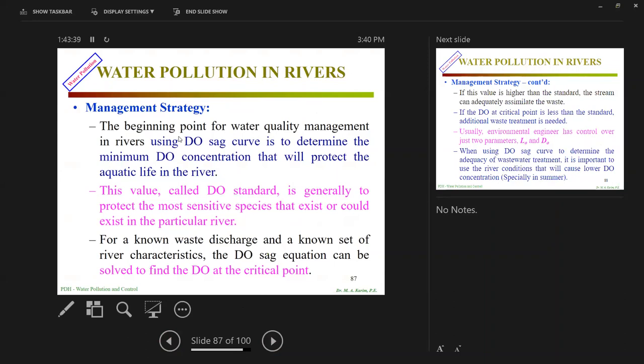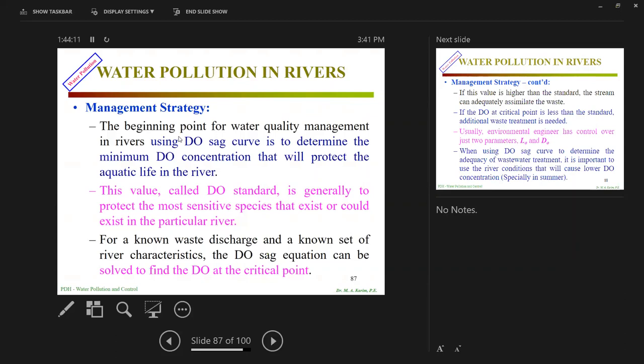This value called DO standard is generally for the most sensitive species that exist or could exist in a particular area. So most of the time, I think the graph that I showed you before, if it goes below 2 or around 2, then I don't see any fish, right? We don't see anything. For most of the fishes, it's around 4 milligrams per liter of oxygen level to be there. So the standard, we can say that for river standard, it has to be 4. If it goes below 4, it means it's polluted, it's not good.